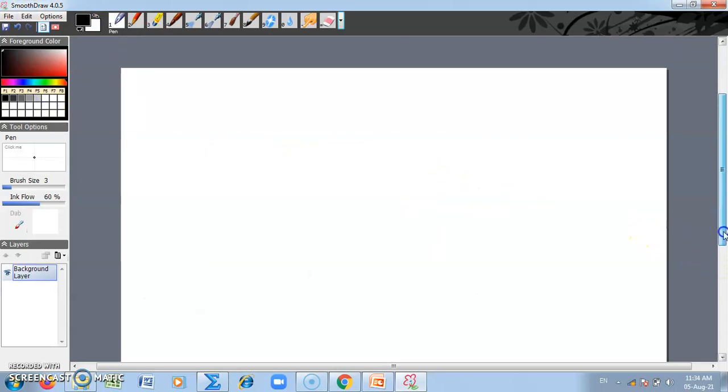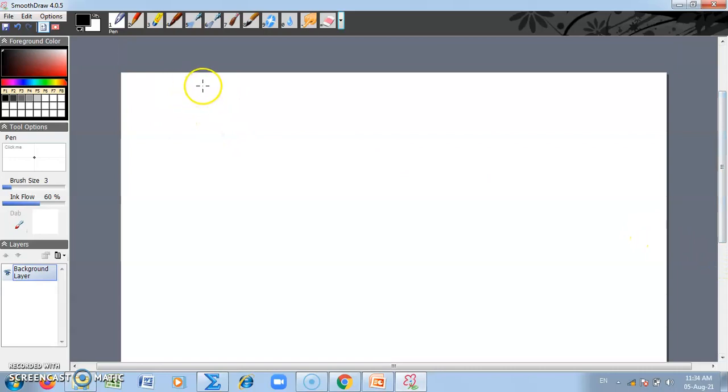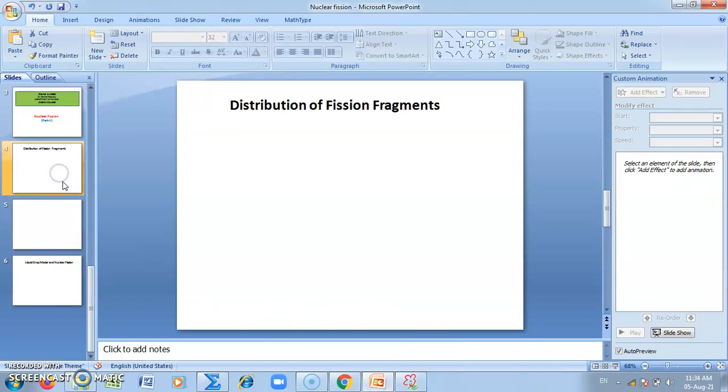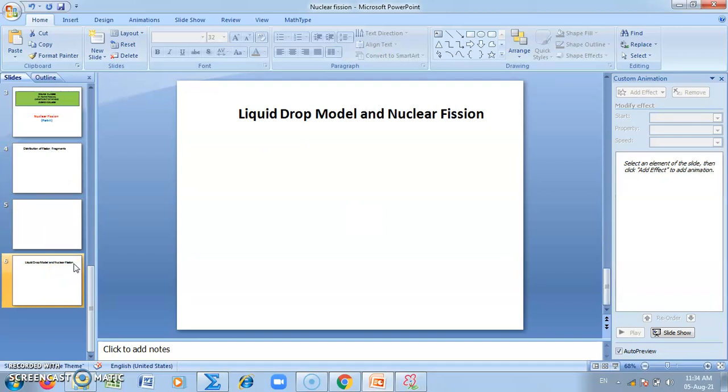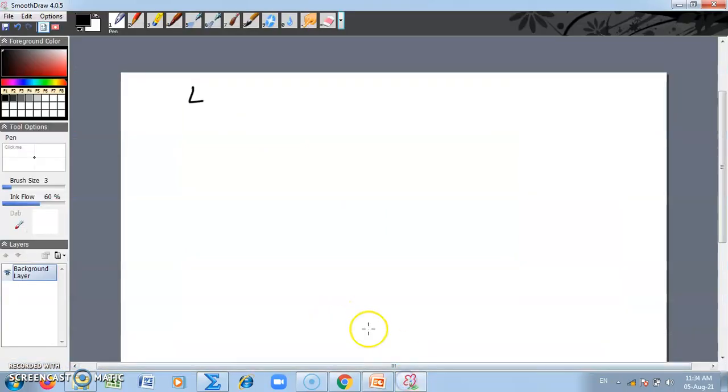Now we go to something like this. We go to liquid drop model and nuclear fission. So we'll see how the liquid drop model explains nuclear fission. So we had seen what is the liquid drop model in our last class. So we will see how this explains the nuclear fission.